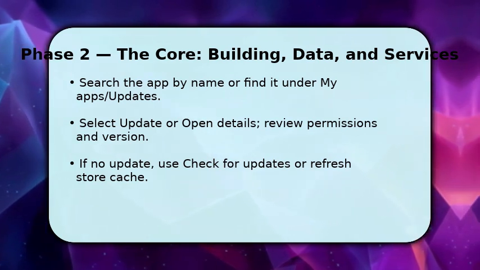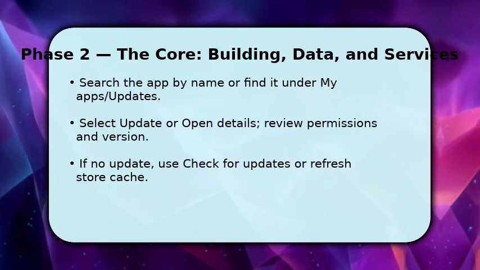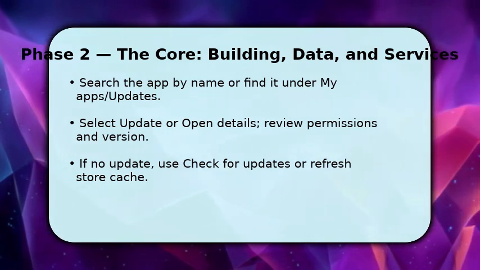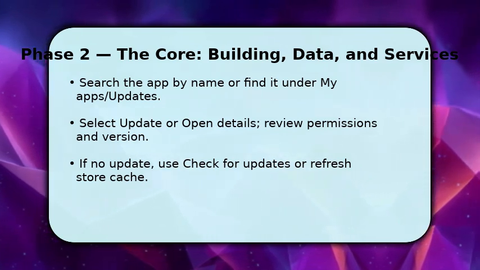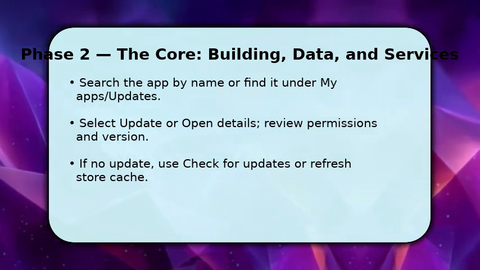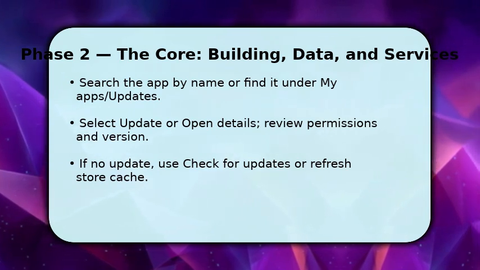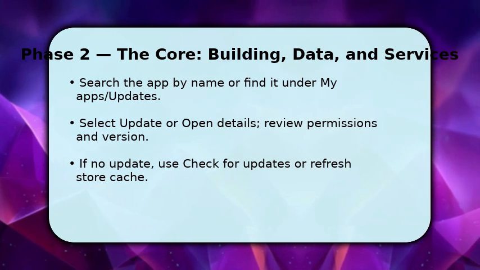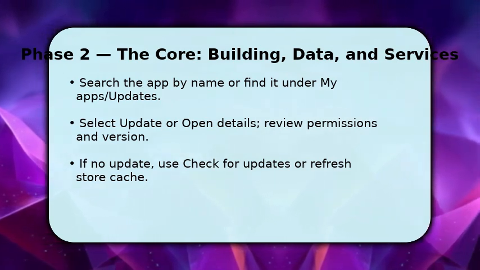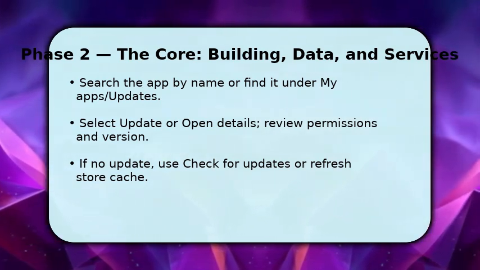If Update is unavailable, open App Details to confirm the installed version and permissions, because sometimes a permission change blocks auto updates. If the store shows nothing, refresh its cache or use check for updates in store settings to force a new catalog fetch. Doing this resolves most sync issues before resorting to manual installs or reboots.